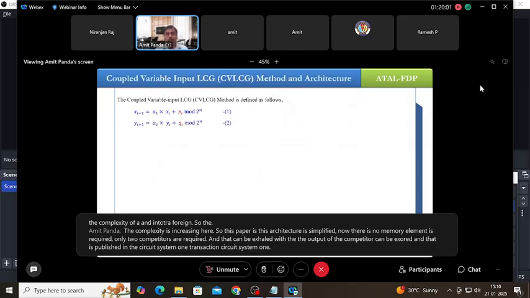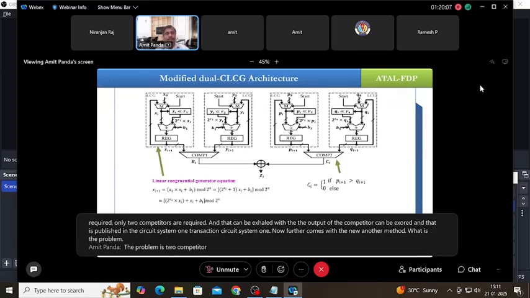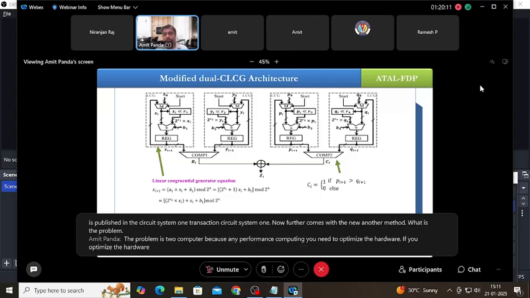Now further comes another new method. What is the problem here? The problem is two comparators. Because in any high performance computing, you need to optimize the hardware. If you optimize the hardware, you can reduce the area, you can reduce the power consumption, you can increase the throughput. So that is the main objective.